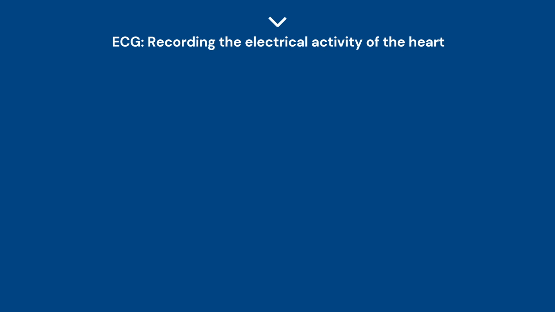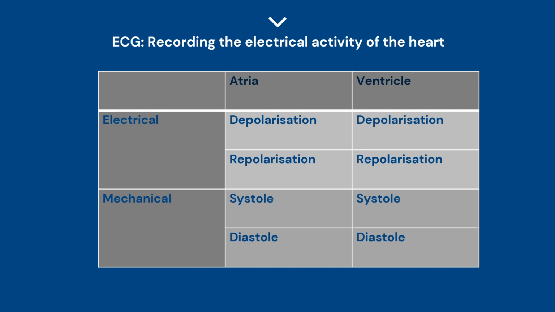So let's summarize what we learned together. ECG is recording the electrical activity of the heart. We have electrical activity of the heart, and we have mechanical activity of the heart as well. We have two big units, the atria and ventricle. Each one, the atria, will go into a stage of depolarization, followed by repolarization, and the ventricles depolarization, followed by repolarization as well. And the atria will go into systole, followed by diastole, and the ventricle systole, followed by diastole as well.